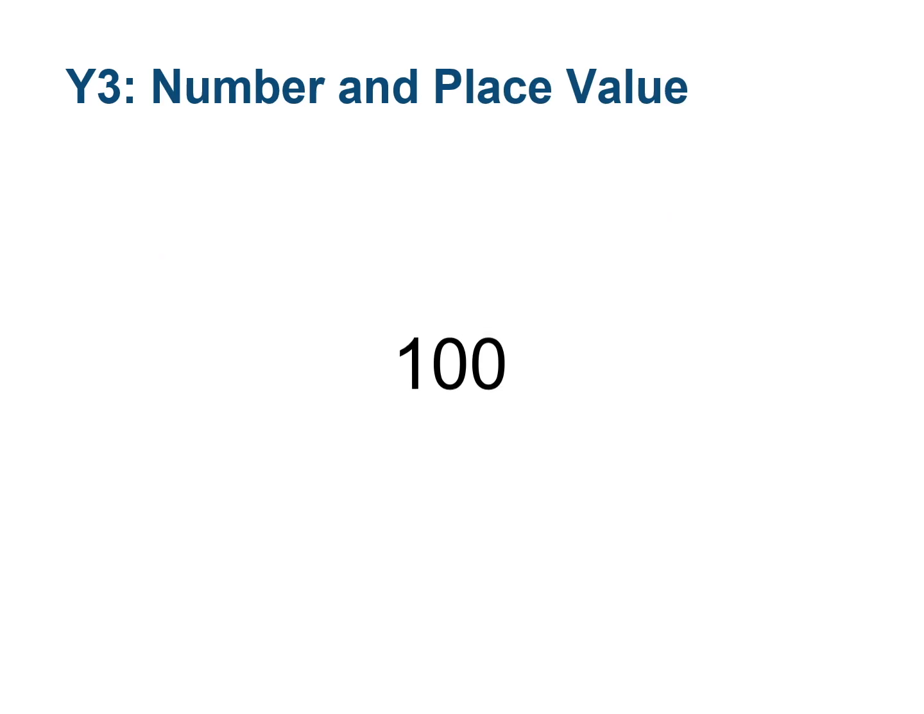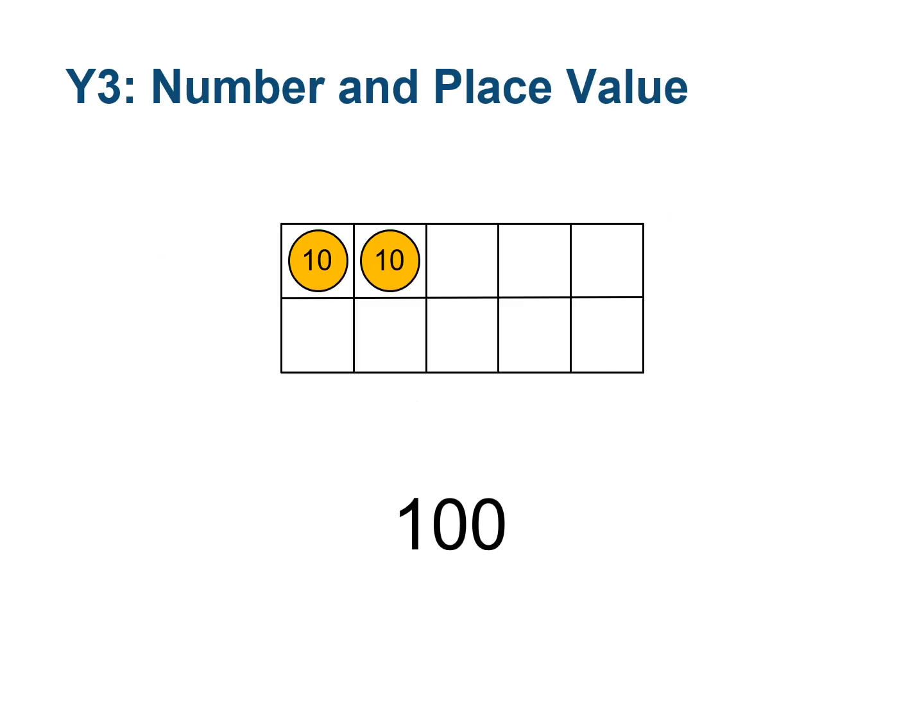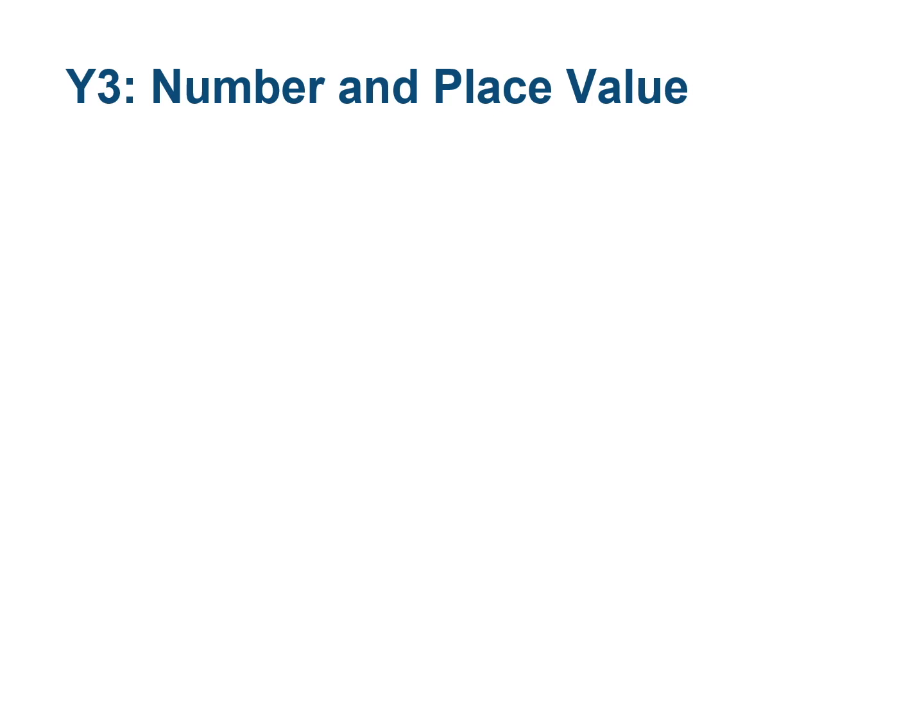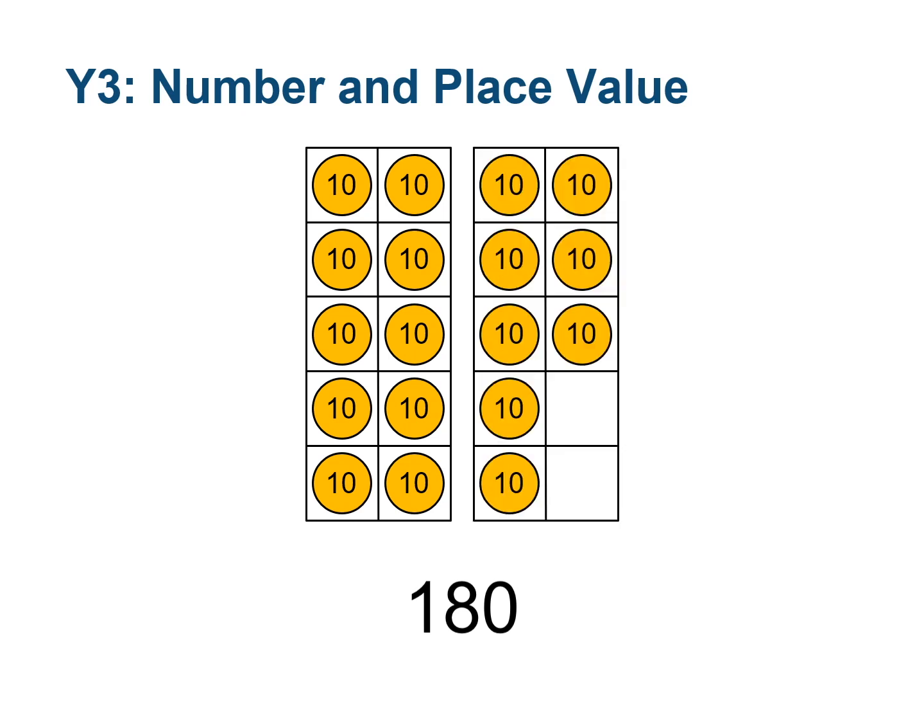In year 3, pupils need to know that 10 tens are equivalent to 100. And they should use this fact to work out how many tens there are in other 3-digit multiples of 10. 10 tens are 100 and 8 tens are 80, so 18 tens are equivalent to 180.